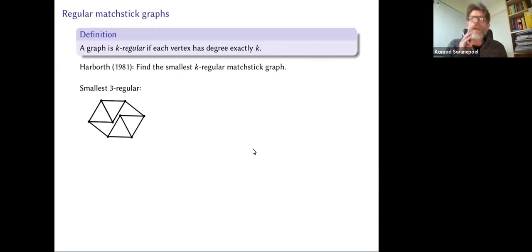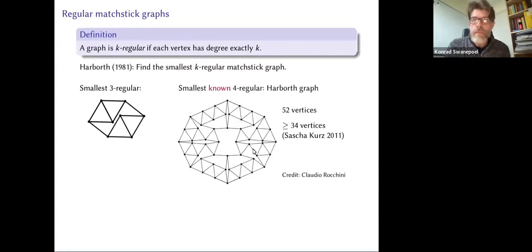The smallest 4-regular one, well, that's an open problem. Harborth somehow, I don't know how, found this one. It has 52 vertices. He found it in 1986, and it hasn't been improved since then. Maybe it is actually the smallest one, but I don't think there's any feasible way of searching, not yet. There's a lower bound of 34 vertices that was found by Sasha Kurtz.